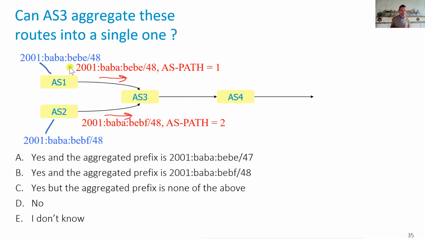So first, let's examine here a scenario, and let me ask the following quiz. So here I'm assuming I have AS3 that is connected to two ASs that send it an advertisement for these prefixes, 2001:BABA:BB:...E and 2001:BABA:BB:...F, /48. AS3 asks the question, am I able to aggregate those into one single prefix? If I can, then that would reduce the number of announcements and the number of prefixes. What do you think?